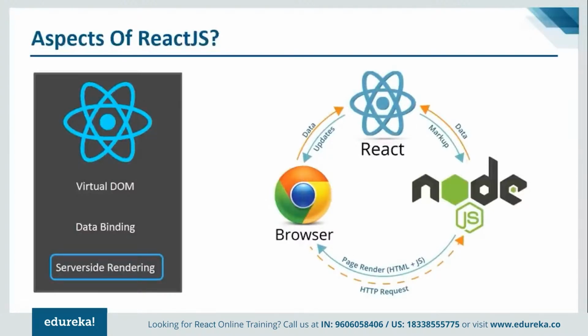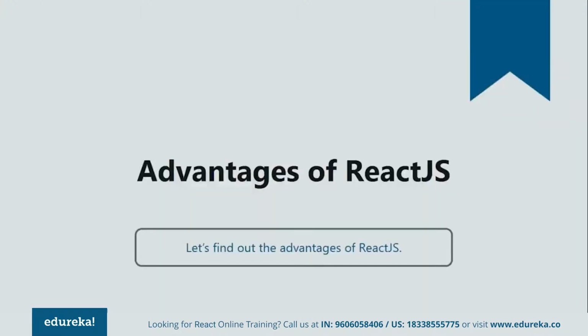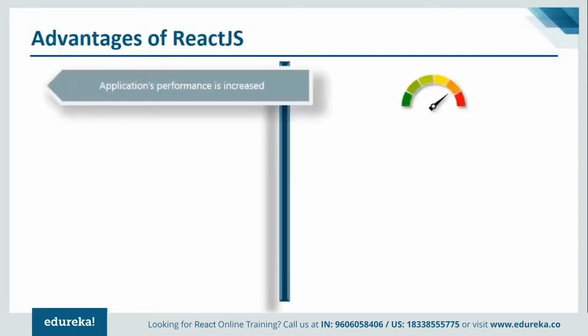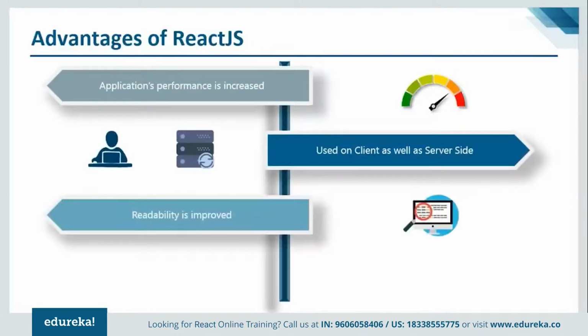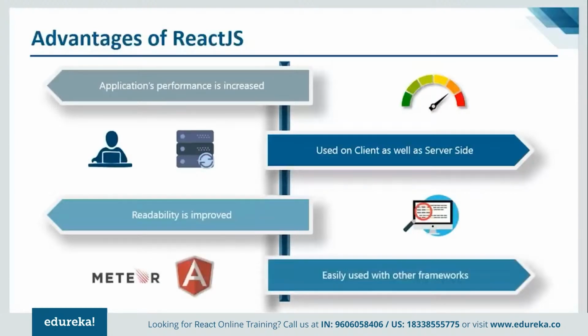All of these features together make ReactJS a powerful and robust language which provides us with some major advantages. Because of the use of virtual DOM, the application's performance increases. Moreover, it can be used on the client as well as server side. React's JSX increases the readability of the code, so it becomes easy to debug and maintain. And lastly, ReactJS can be easily integrated with frameworks like Meteor or AngularJS.